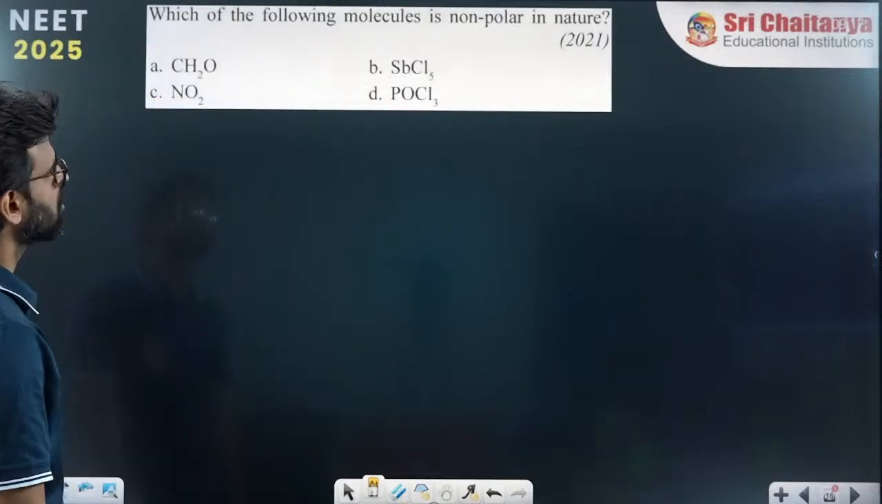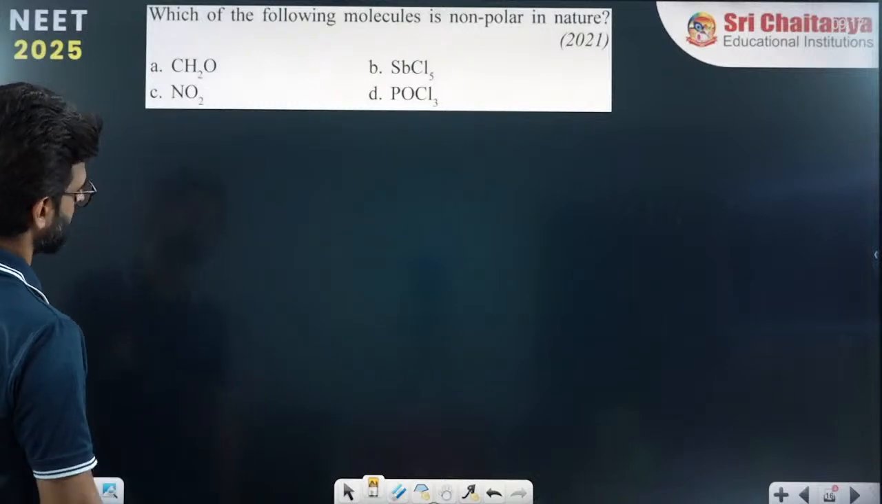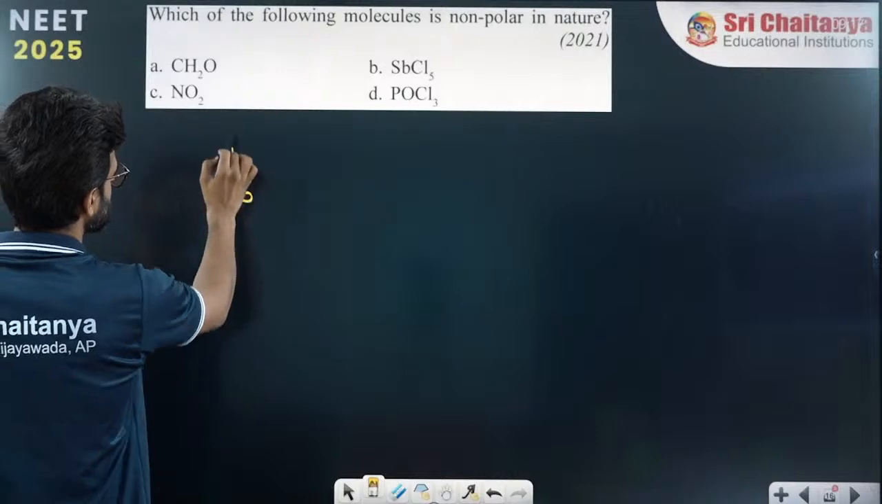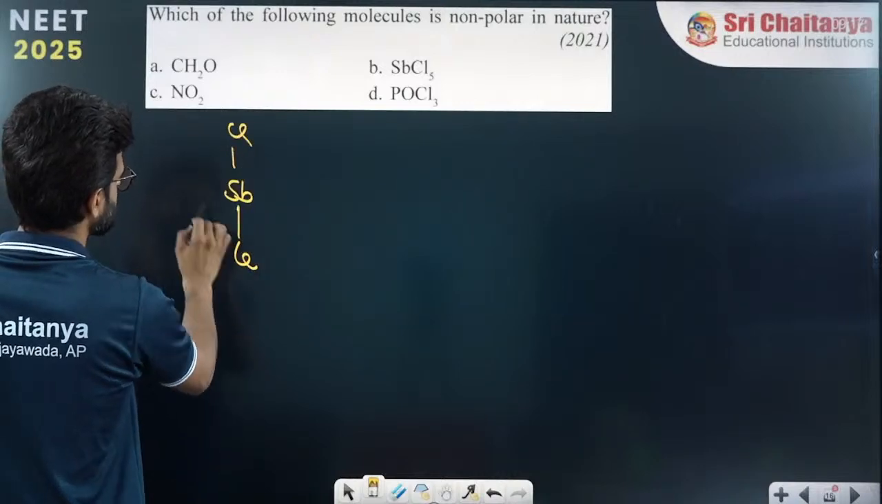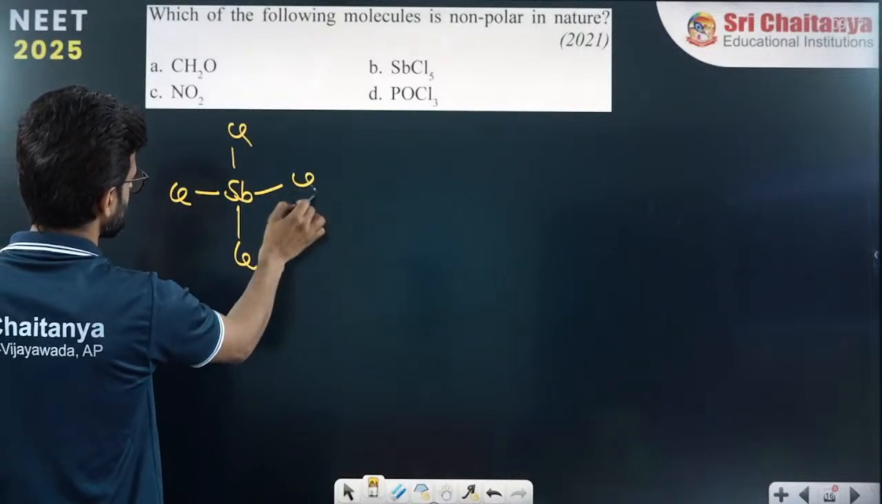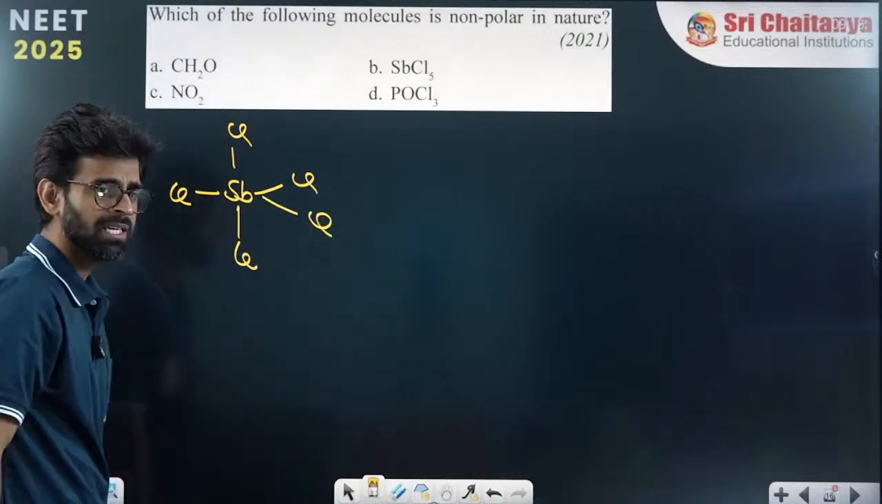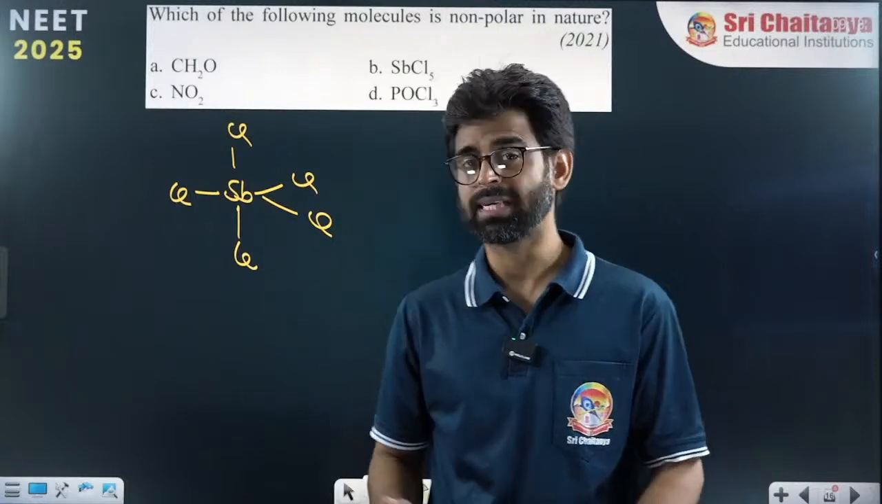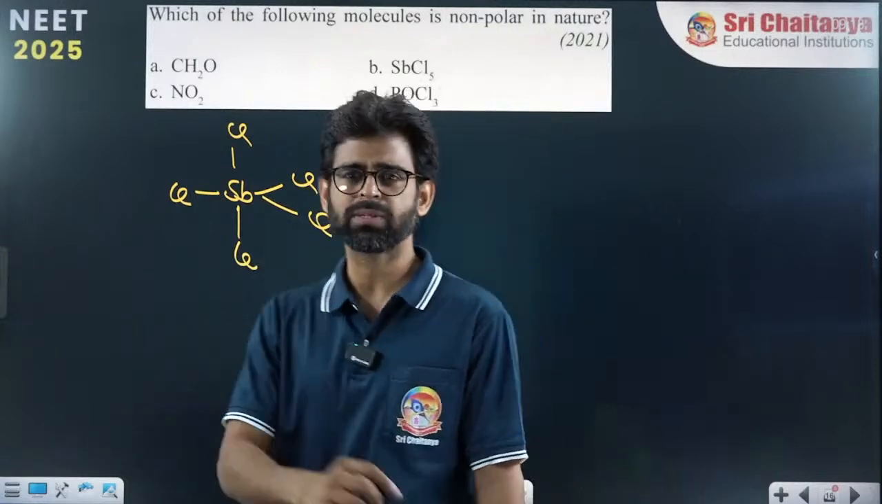Which among the following molecules is non-polar in nature? If you look at SbCl5, it is just similar to PCl5, right? Trigonal bipyramidal. It's a symmetrical structure without any lone pair. So a symmetrical structure is always what? Non-polar, having the same atoms. So they will cancel out each other.